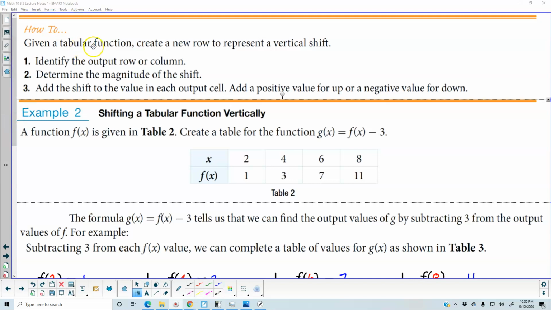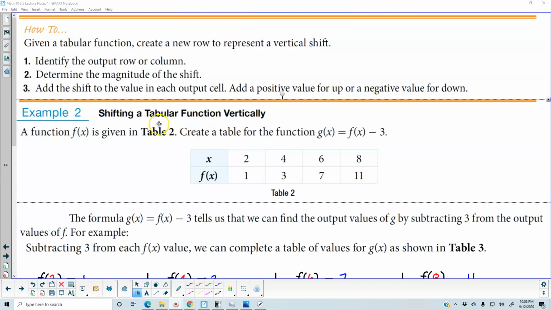Okay, if we're given a tabular function, we want to create a new row to represent a vertical shift. Number one, the first thing we want to do is identify the output row or column, determine the magnitude of the shift, and then add the shift to the value in each output cell, and add a positive value for up or a negative value for down.